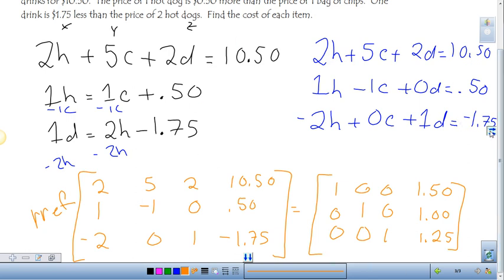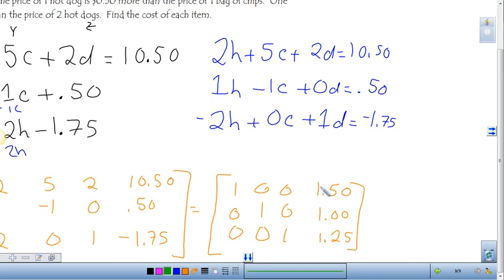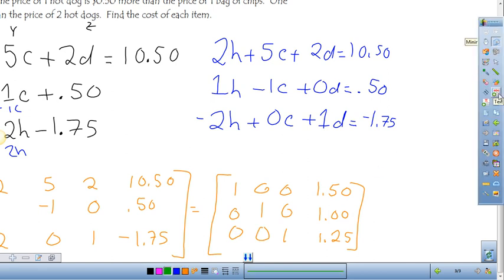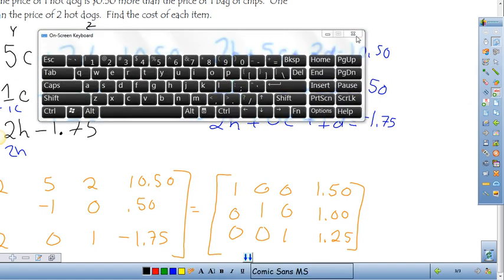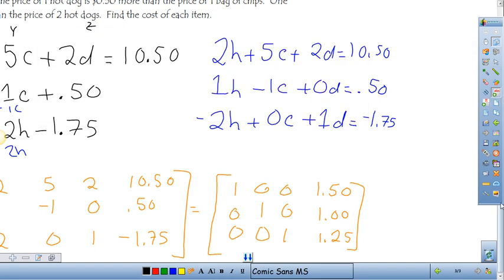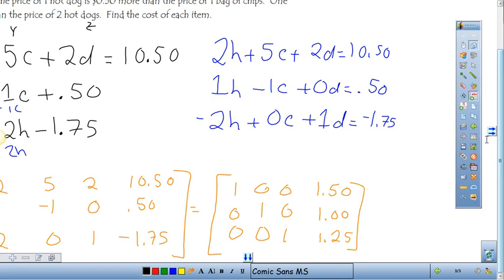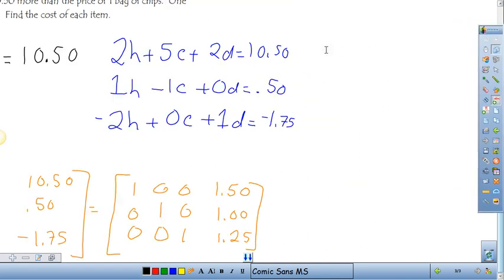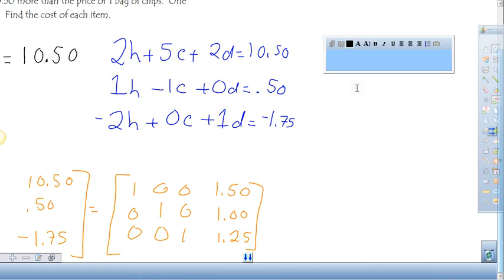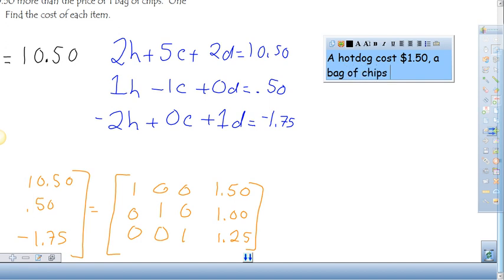So you know how we solve word problems. Write your answer in a sentence. And I'll even use my little pen tool here so you guys don't have to deal with my handwriting anymore. And we'll be good. So, actual answer should say a hot dog costs $1.50, a bag of chips is $1, and a drink is $1.25.